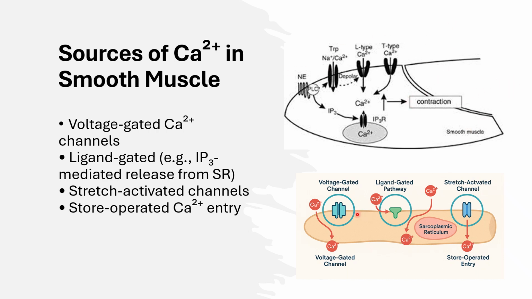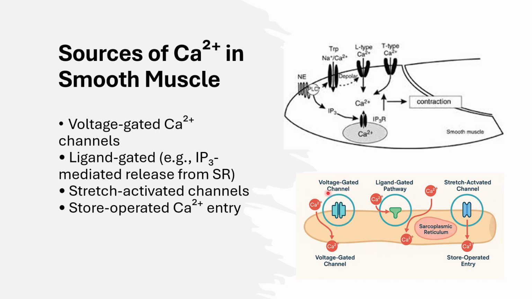One, the voltage-gated calcium channels. These allow extracellular entry. When the smooth muscle membrane depolarizes, or when triggered by neurotransmitters, pacemaker activity, or mechanical changes, voltage-gated calcium channels open. This allows calcium ions from outside the cell to flow into the cell.